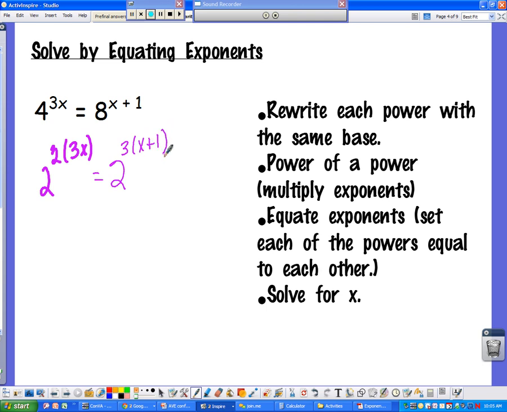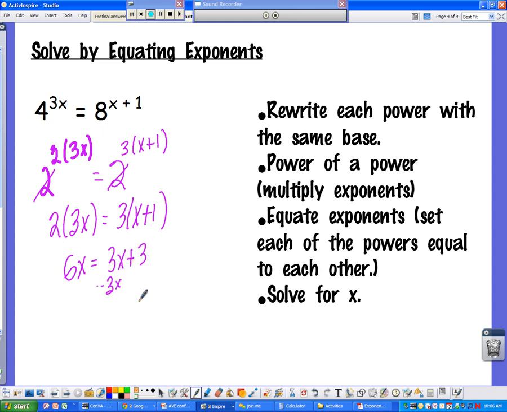Okay. Now if you notice, my bases are exactly the same. So you can knock off your bases, and you're going to have 2 times 3x equals 3 times x plus 1. So 2 times 3x gives you 6x. Distribute: 3x plus 3, and then I just minus the 3x. So I get 3x equals 3. The rest of it, again, just turns into a solving equations problem. So x equals 1. Okay? So that's it. Let's go ahead and do another u-try.